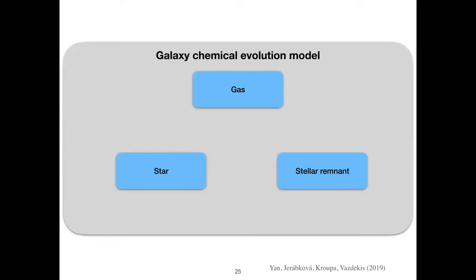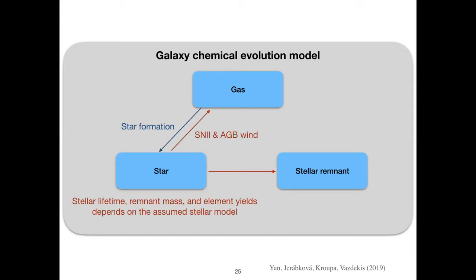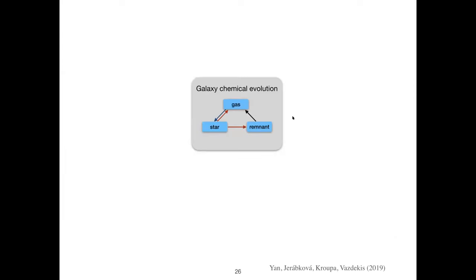For the most simplified galaxy chemical evolution model, you should have at least three different phases: the gas, the star, and the stellar remnants. The gas can form stars, and the stars, when they die, return to the gas phase, and they also form stellar remnants. And the white dwarfs can generate type Ia supernova, adding more things to the gas phase. So with this, you can evolve the galaxy.